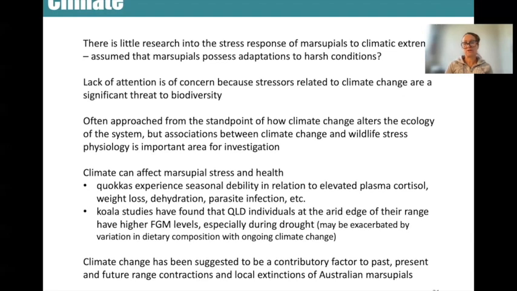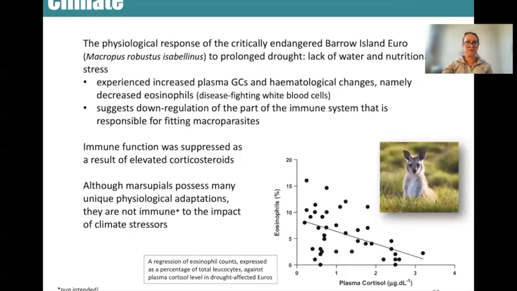So yes, I think that this area is a little bit neglected and probably currently needs a bit of attention, not only to see how climate affects stress levels, but the ongoing implications of that in relation to populations and the sustainability of populations.